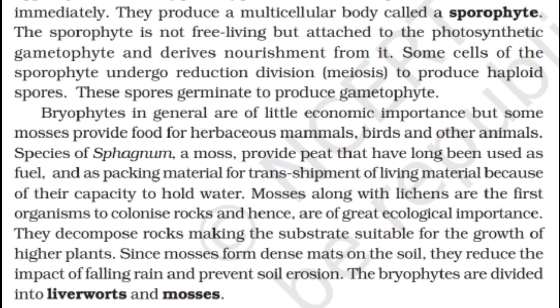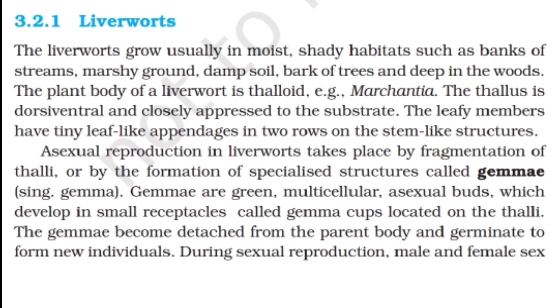The bryophytes are divided into liverworts and mosses. 3.2.1 Liverworts. The liverworts grow usually in moist, sandy habitats such as banks of streams, marshy ground, damp soil, bark of trees and deep in the woods. The plant body of a liverwort is thalloid, for example Marchantia. The thallus is dorsiventral and closely appressed to the substrate.